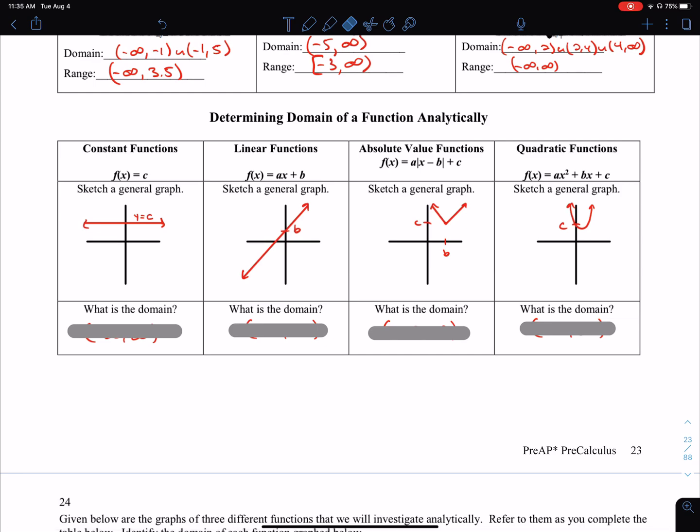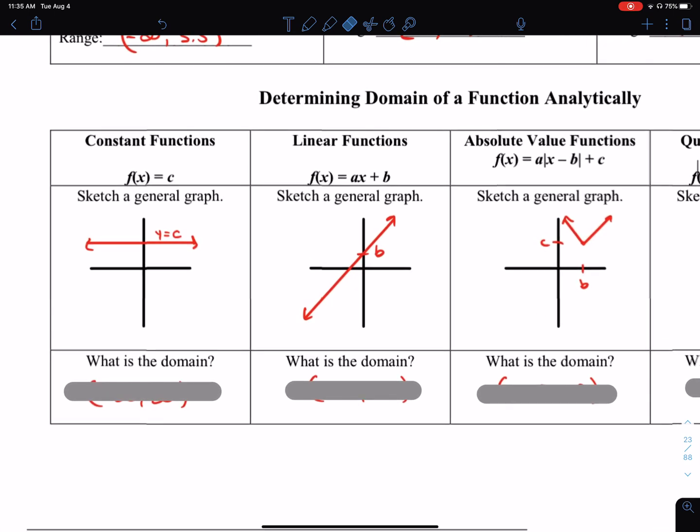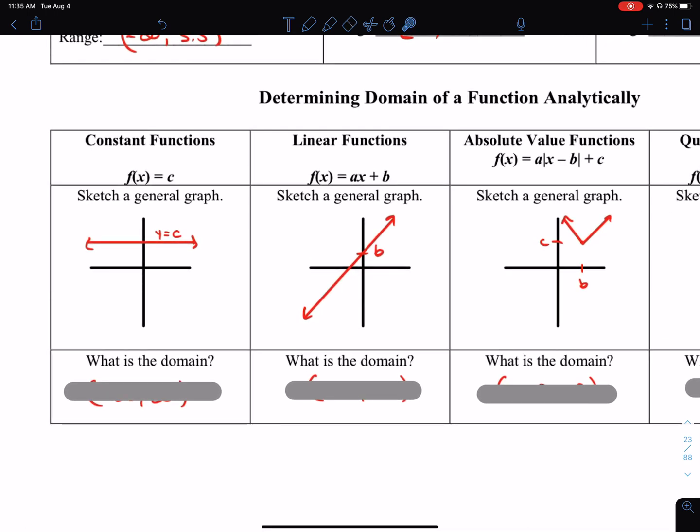Determining domain and range of a function analytically. Constant function. A constant function is a horizontal line where y equals some number, and that number is the y-intercept. Every constant function has a domain of -infinity to infinity.